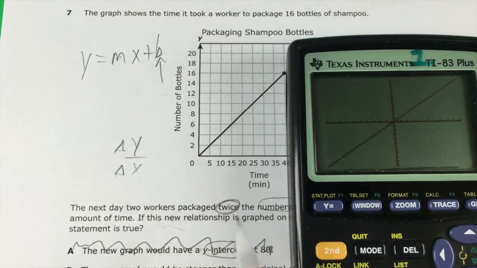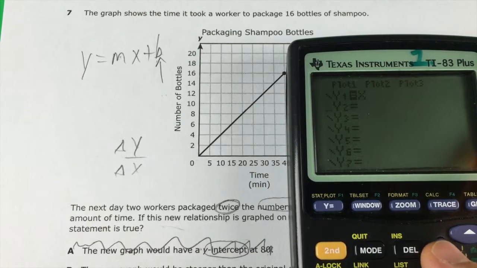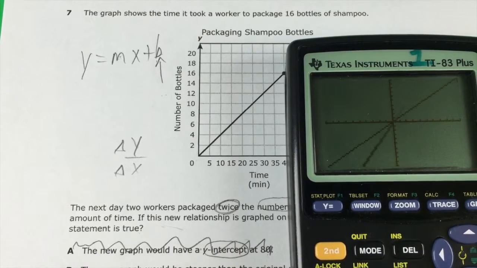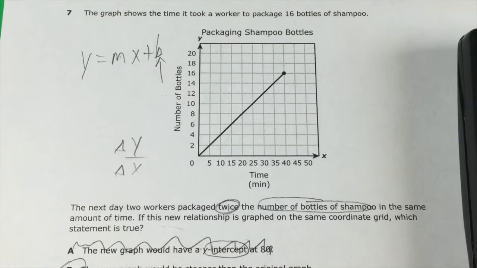But this is saying now it's twice as big. We're going to make a new line. And let's make this line bolder so you can see which is which. And now they're going to do 2x. That would be twice as much. Let's see how they look. There's my original, and there's my new line. It did get steeper. So I like choice B.